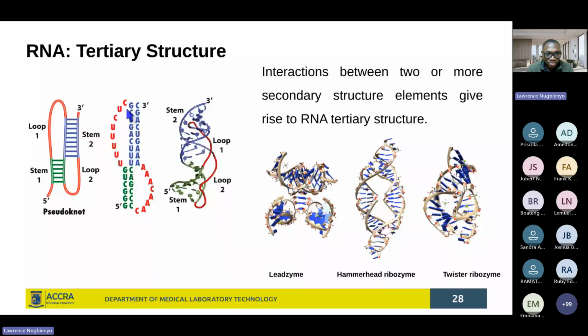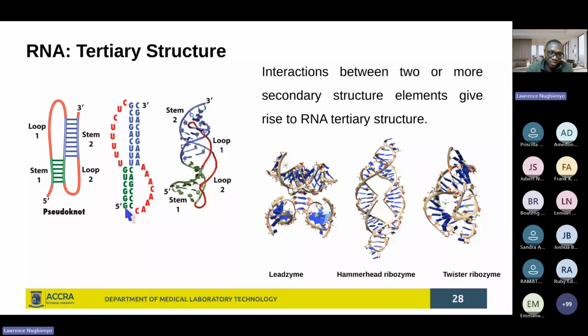Then you see the violet region, which is depicted as stem 2, also being shown with some complementary base pairing over there. And then you have loop 2 here, which is also red, showing some non-complementary bases that are not having any hydrogen bond with the bases opposite them.